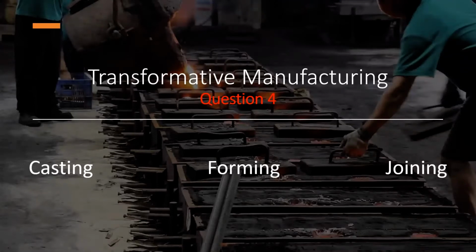So we've got this idea of additive versus subtractive manufacturing. Now we move into what's called transformative manufacturing. And this is also question 4. What are the 3 transformative manufacturing topics? You have casting, forming, and joining, those 3.